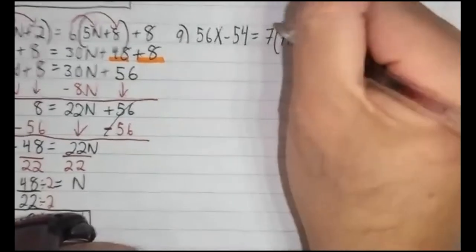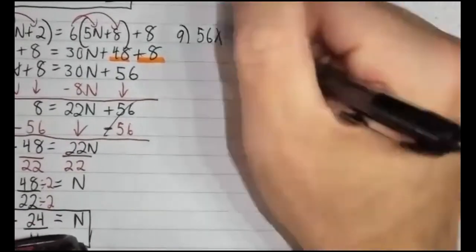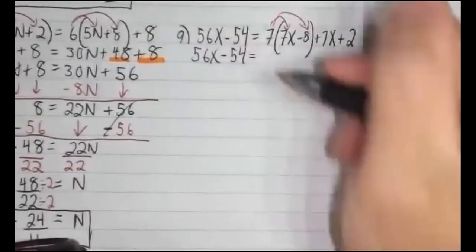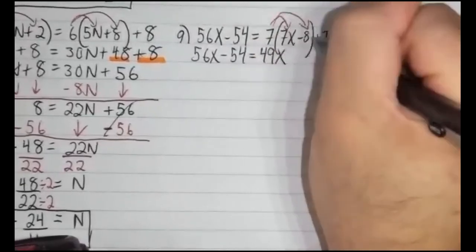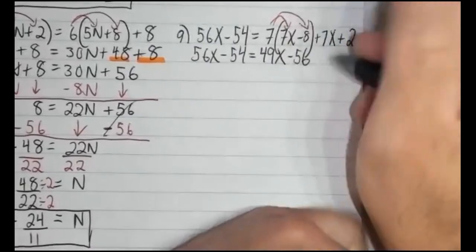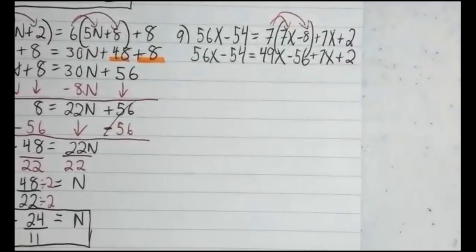First step, distribute. Always. If you have something that has to be distributed, we are going to distribute first. 7 times 7x gives me 49x. 7 times negative 8 gives me a negative 56. And then I have a plus 7x and a plus 2.